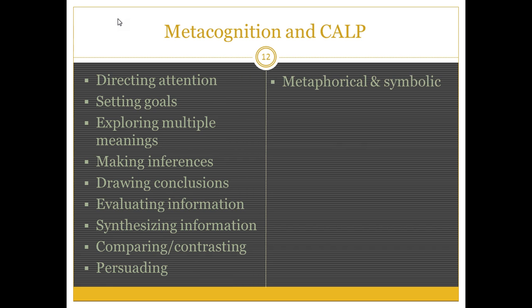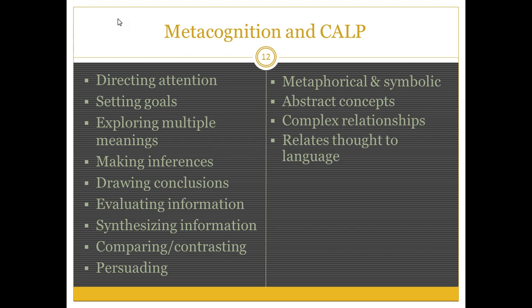I also just want to emphasize what metacognition is. It's metaphorical and it's often symbolic. So this is the deepest level of CALP we're talking about now. It deals with abstract concepts, with complex relationships, and it relates thought to language.